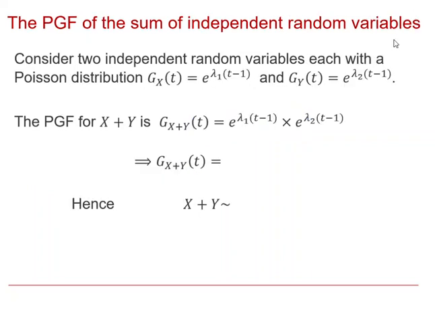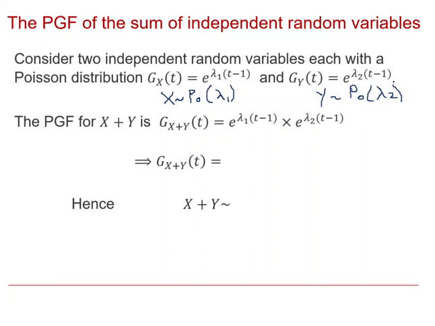Looking at that in the context of two random variables that are Poisson, we have x that is Poisson with parameter lambda 1, and y, an independent discrete random variable, Poisson with parameter lambda 2. And on this line here we have, from the definitions given to you in the formula book, the generating function for x and the generating function for y, two Poisson variables.